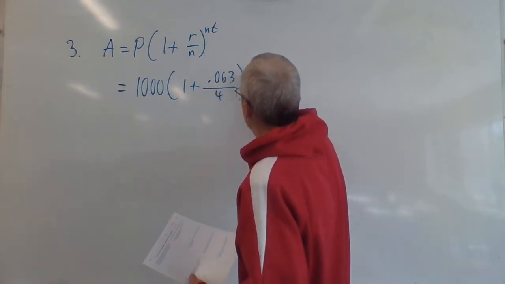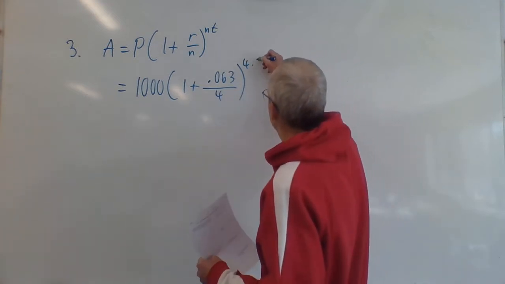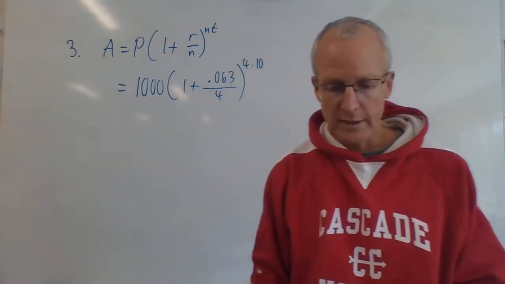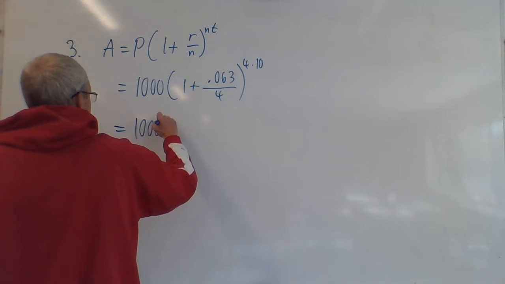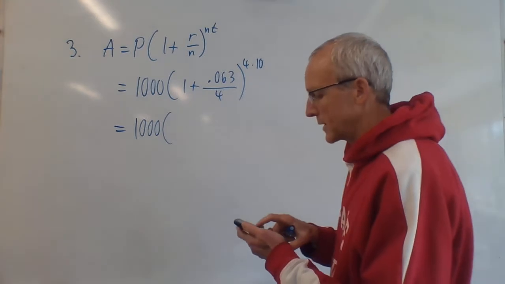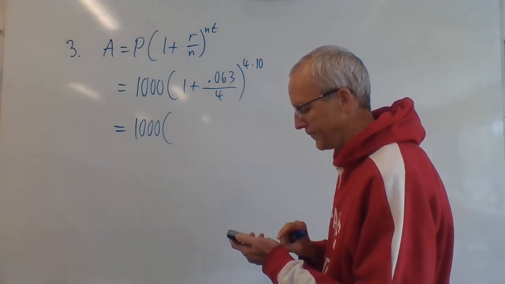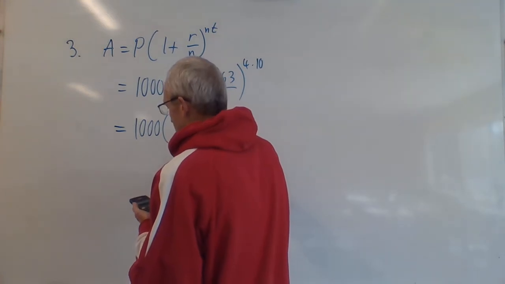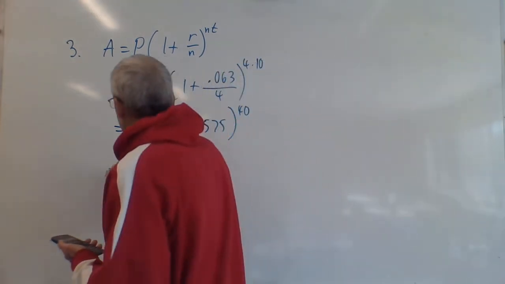Divided by 4, to the 4 times time. I said 10 years, so 10 years there. And again, n equals 4 because we're doing it quarterly, 4 times a year. All right, now it's a math problem. So you plug in: that's 1,000 times 1 plus 0.063 divided by 4, to the 40th power. So 0.063 divided by 4 equals that, plus 1. I get 1.01575, to the 40th times 1,000.